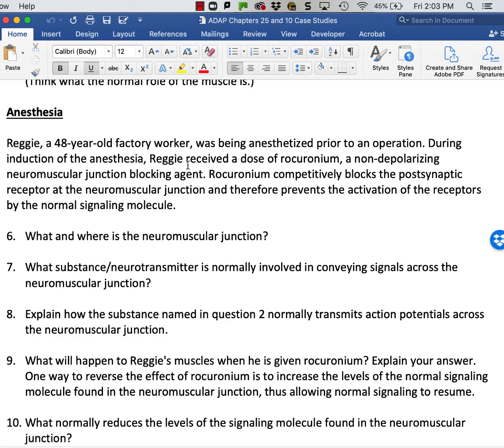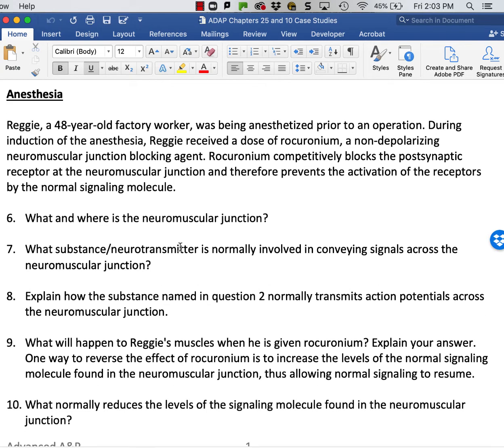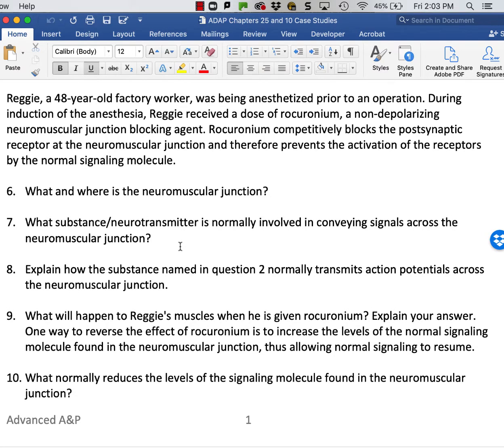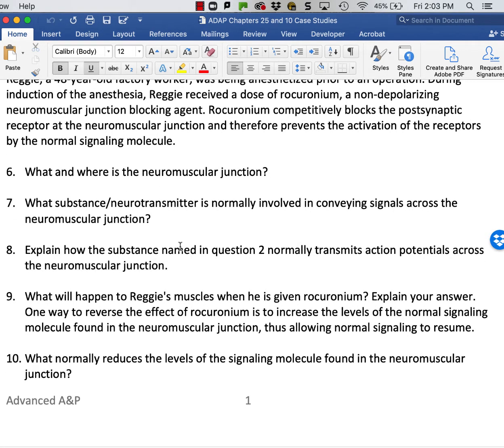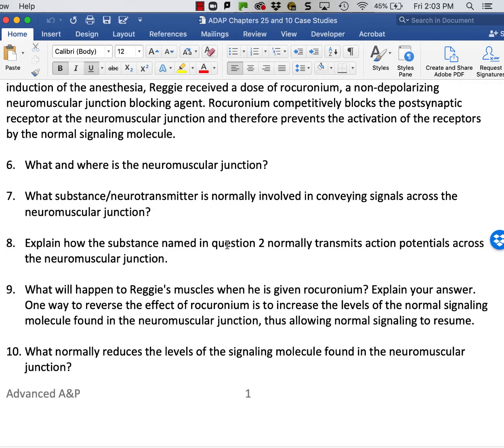The case study we have here is on anesthesia. Reggie, a 48-year-old factory worker, was being anesthetized prior to an operation. During the induction of the anesthesia, Reggie received a dose of rocuronium, a non-depolarizing neuromuscular junction blocking agent. Roc competitively blocks the postsynaptic receptor at the neuromuscular junction and therefore prevents the activation of the receptors by the normal signaling molecule. So again, what and where is the neuromuscular junction?